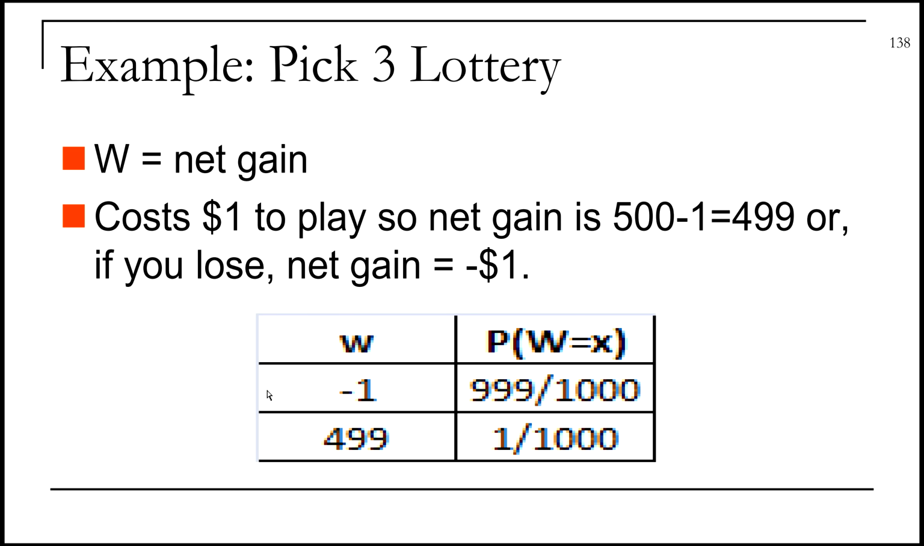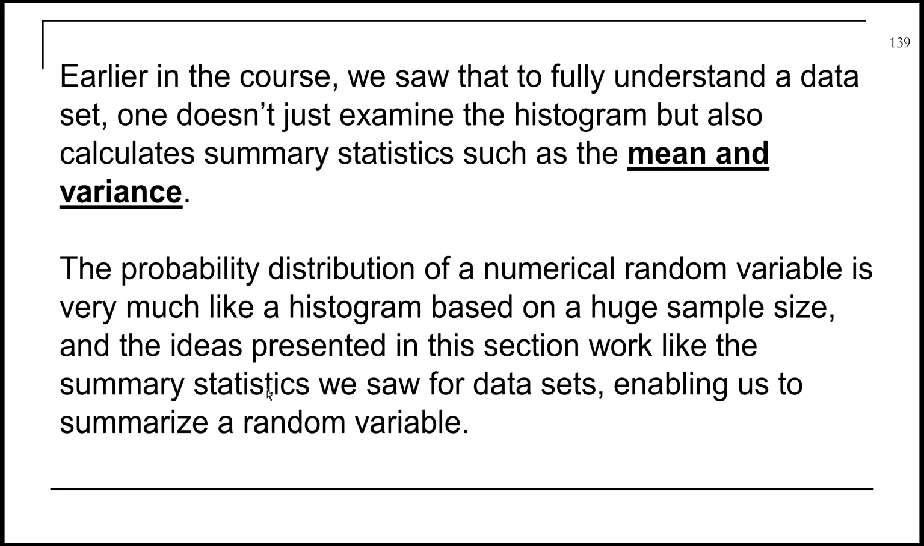We could say W is our net gain. It costs $1 to play. If you win, you get 500 back. If you lose, your net gain's -1. If you win, it costs you $1, so your net gain's 499. So you might define a random variable where you win 499 with probability 1 over 1,000, and you lose 1 with probability 999 over 1,000. Much greater chance you're going to lose than you're going to win.